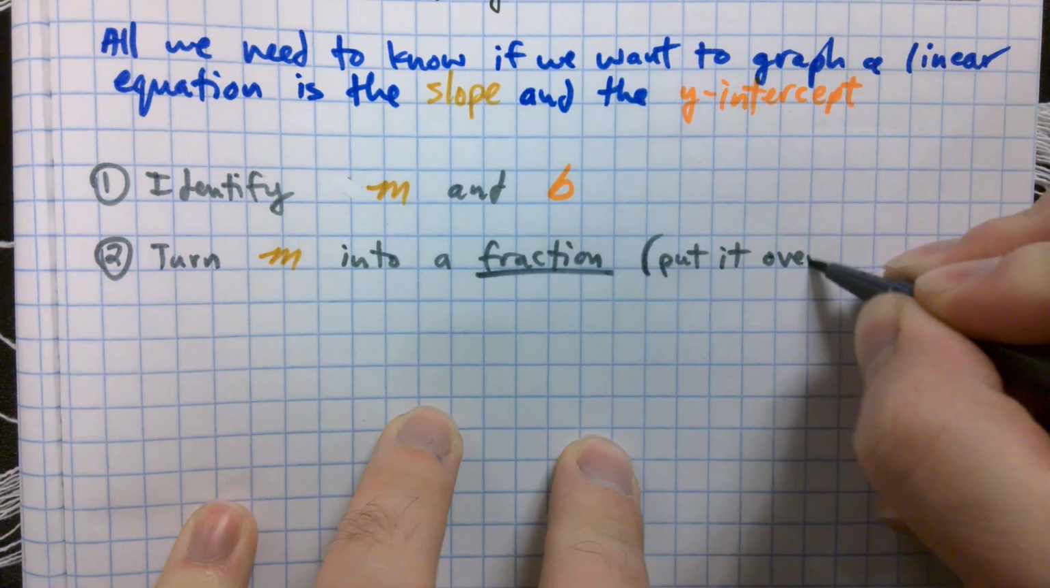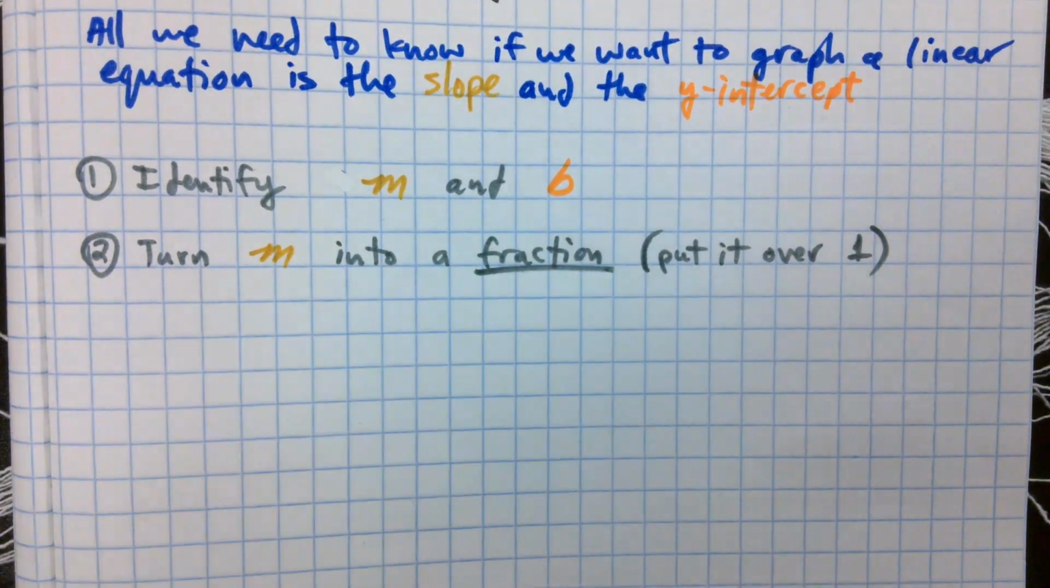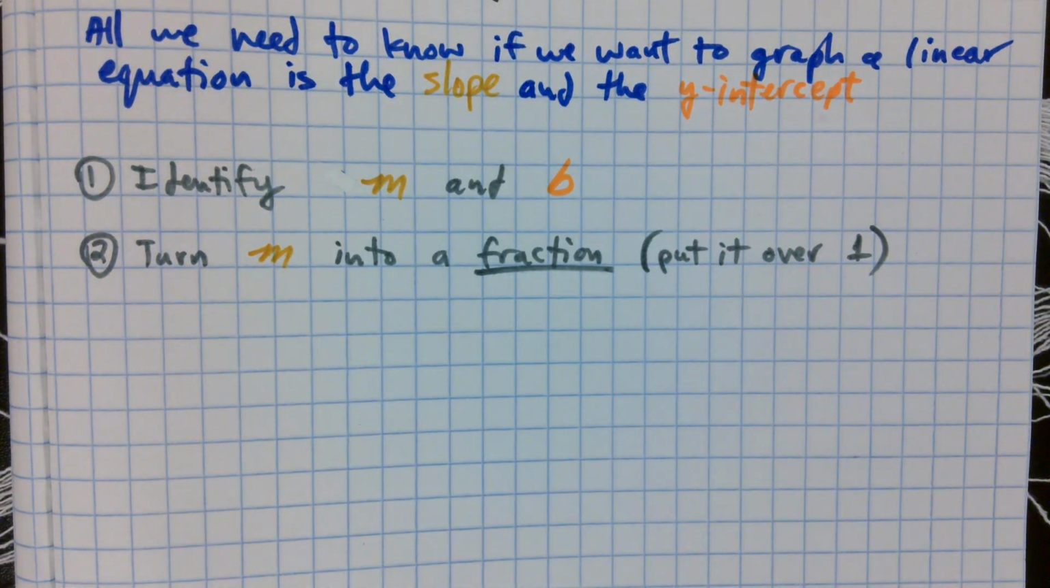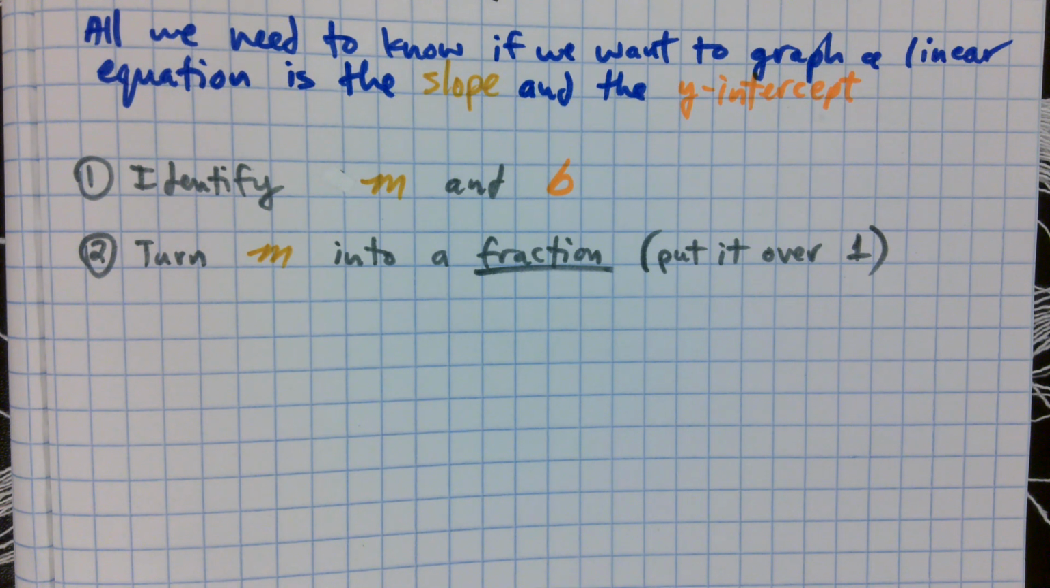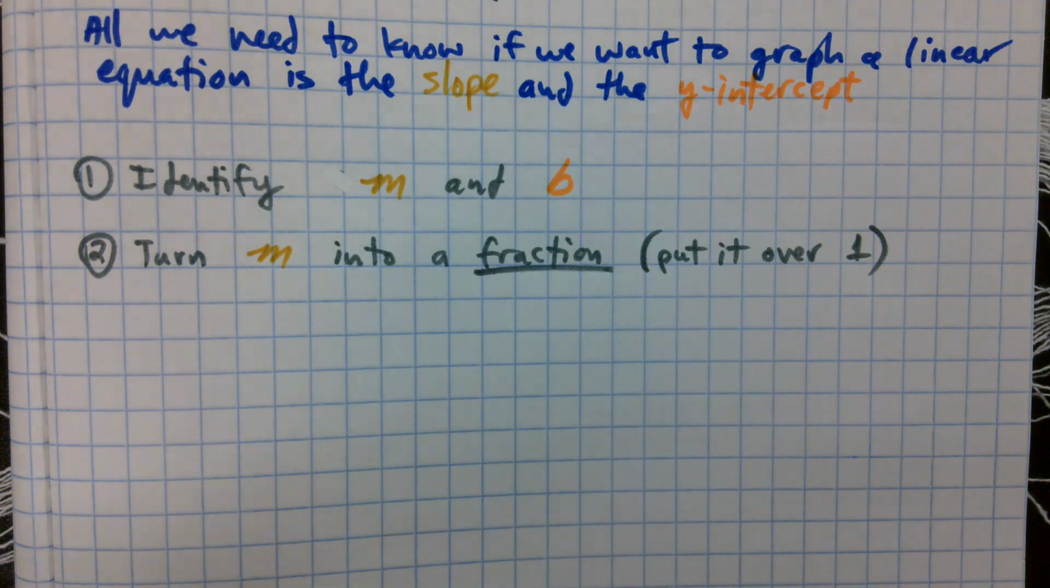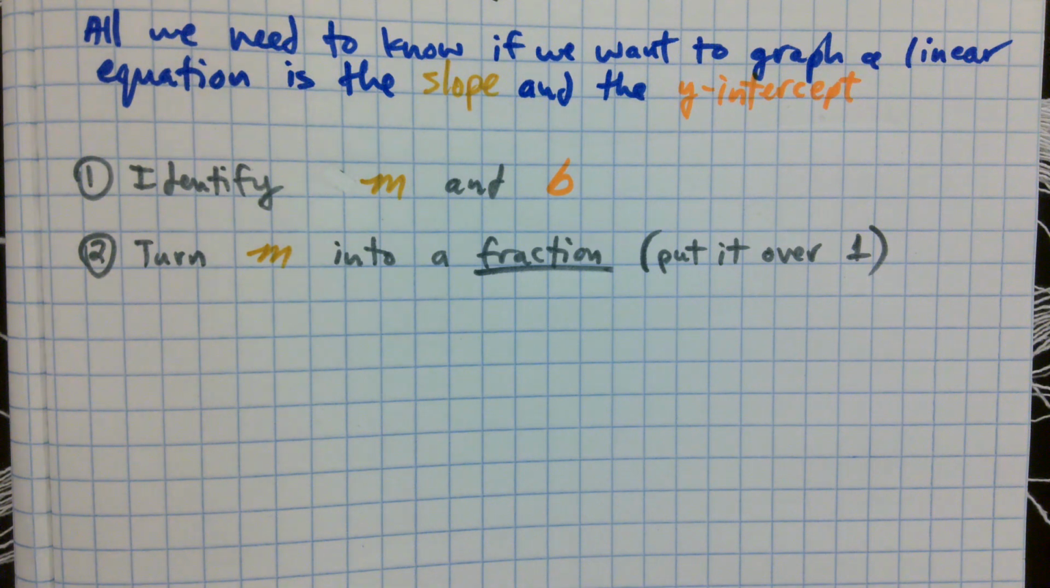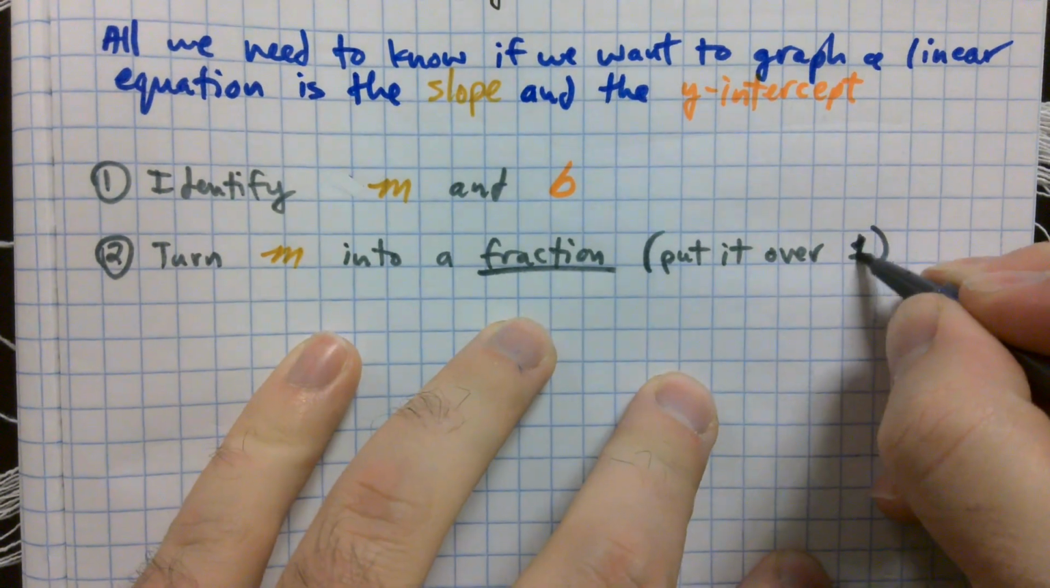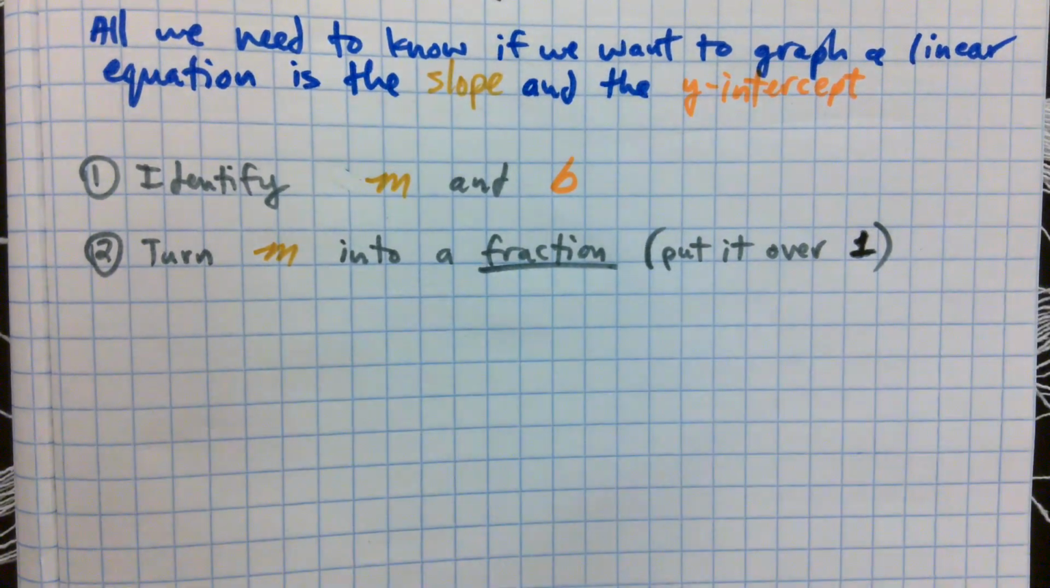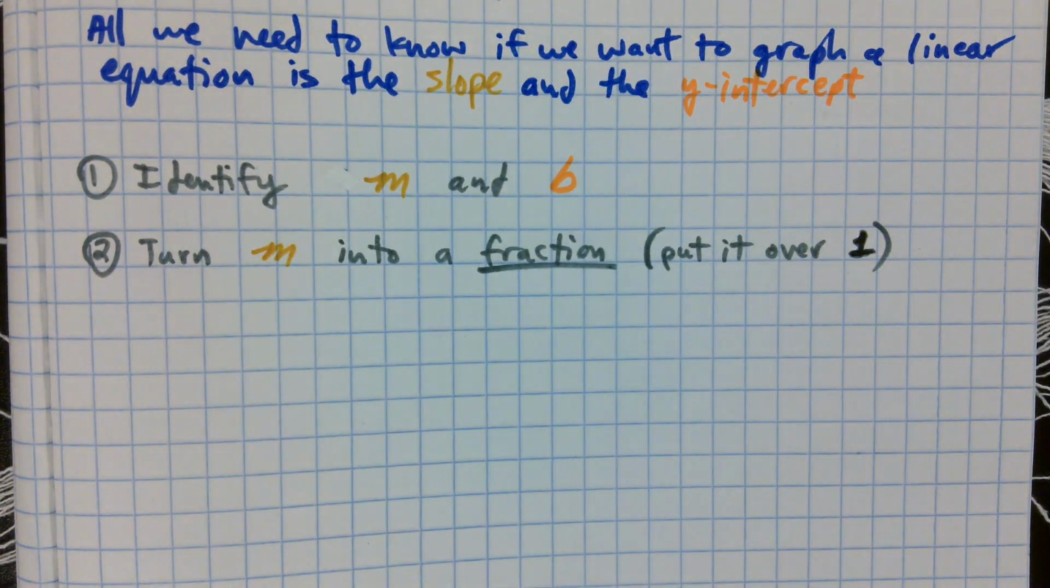Put it over 1. Now, if we find in step 1, when we're identifying slope, that our slope is 1/2, we don't even need to do step 2 at all. It's already a fraction. We don't want to do 1/2 over 1. It's going to make things more confusing. So if our slope is like 2, it's just 2 over 1.